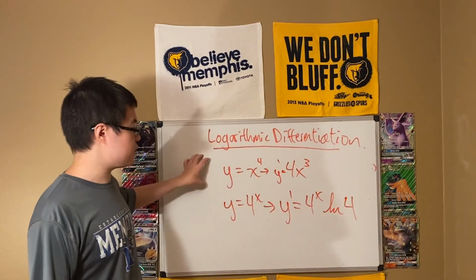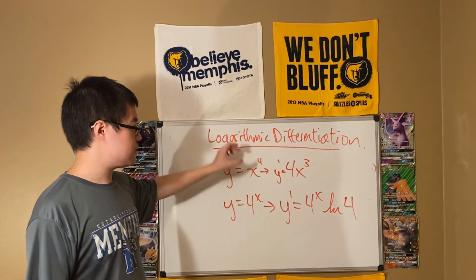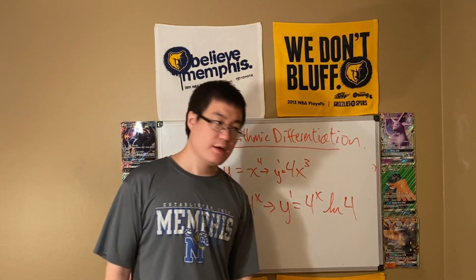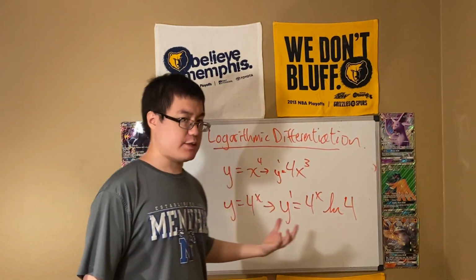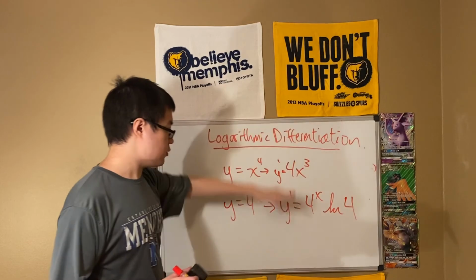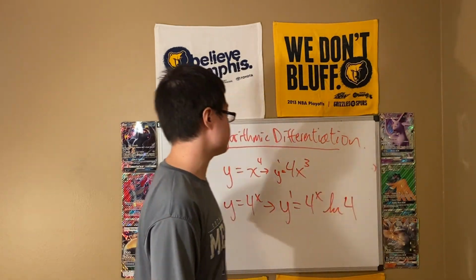If you look at this question, notice that x is in the base and a number is in the exponent. And then if you look at the next question, x becomes the exponent and you have a number as the base. So these are all old stuff. What do we use logarithmic differentiation for? Well, it's for functions that have x's in the base and the exponent. So that's going to be our strategy here.